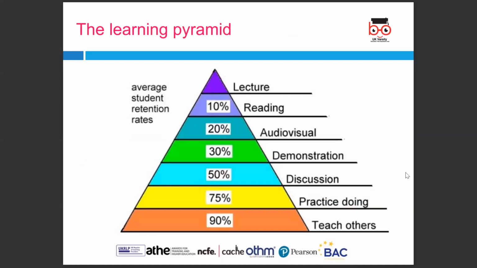The learning pyramid. The average student retention rate for lectures is 10%, reading 20%, audio visual 30%, demonstration 50%, discussion 75%, practice doing 90%, and teaching others. So we're going to go through this pyramid and identify the elements of this pyramid and what this pyramid does.